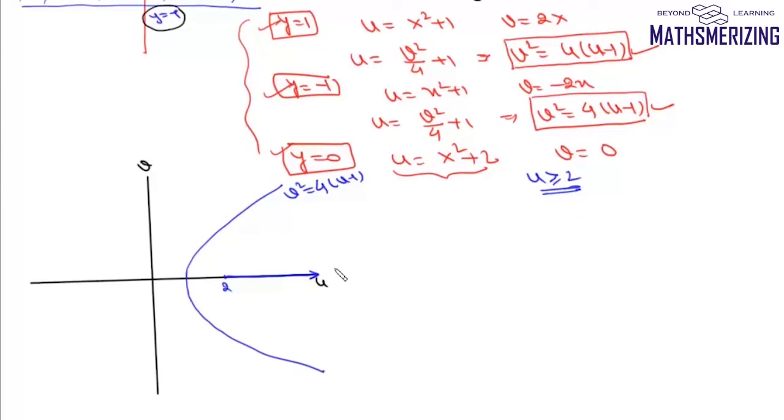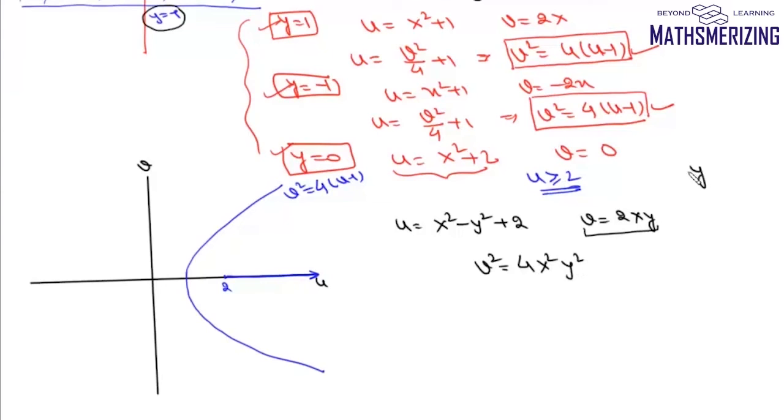Now we need to find this complete region. Now we know that u is x square minus y square plus 2 and v is 2xy. So we'll square this second equation. We'll get v square equals 4x square y square.